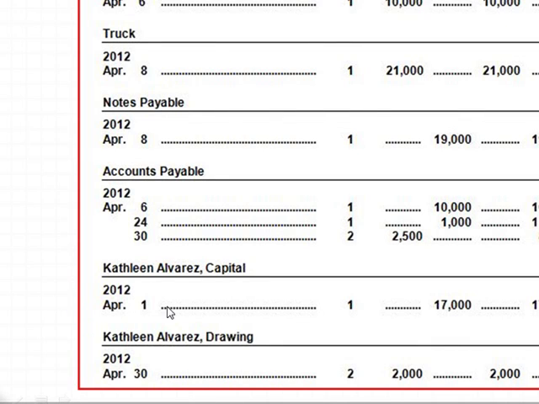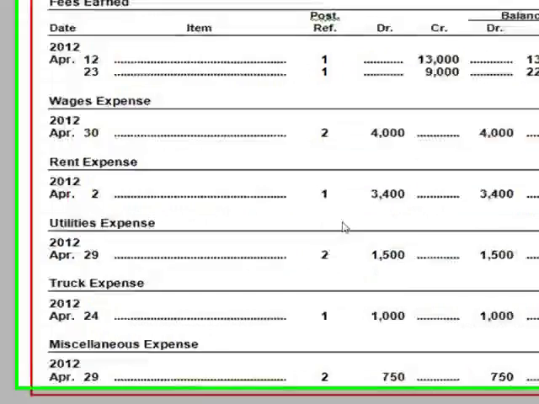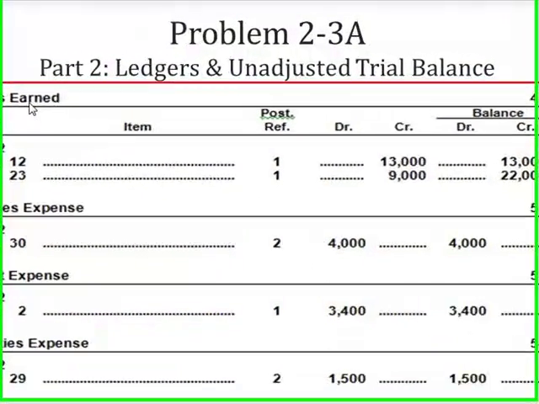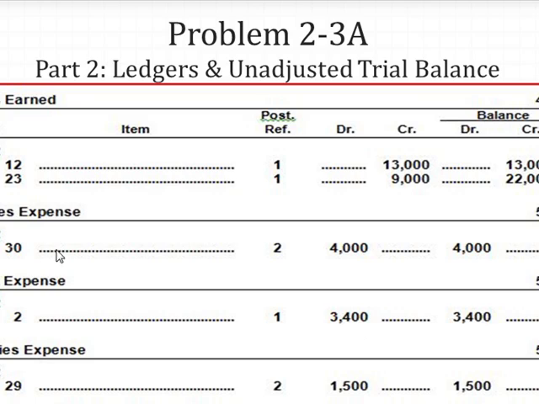Every time one of these accounts is listed in the journal, we apply it to the ledger. Fees earned is our revenue account, has a normal credit balance. So when we journalize fees earned, we will record the journal entry here for that particular line, and we will keep a running balance. So for April, we earned $22,000 in fees earned, which is basically revenue.